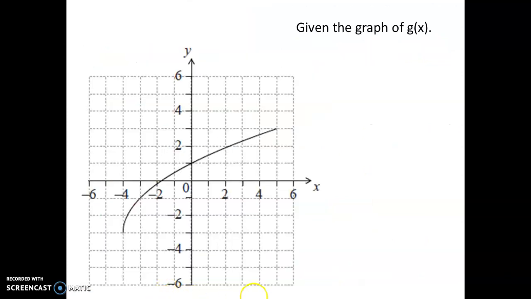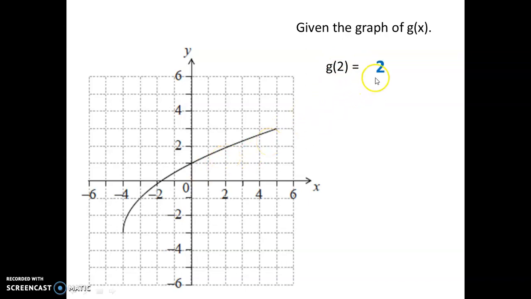Let's look at this one. Now that you have an understanding of how it works, this one's not on your page, but let's take a look and see if you can answer these questions. First of all, let's look at g of 2. So it says given the graph of g of x. This graph here is of some function g of x. So we've graphed this function. And we say g of 2. So think about that. What does that represent? Is that the input or the output? So what do you think the answer to that should be?